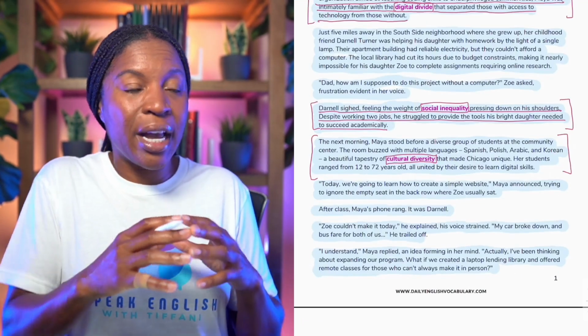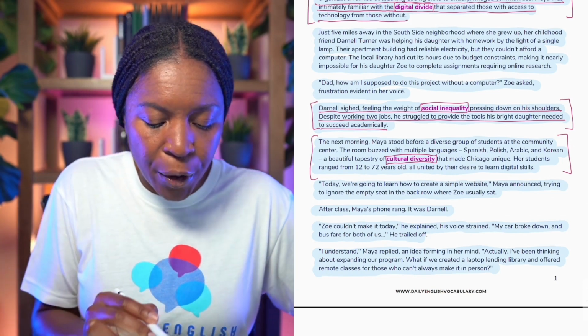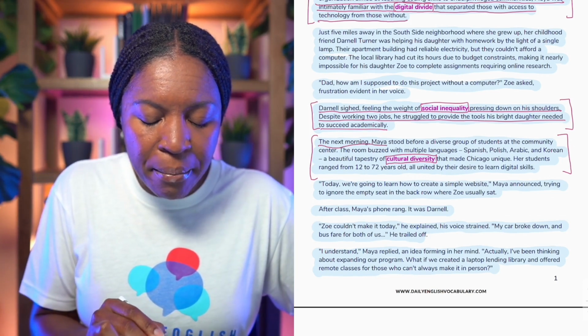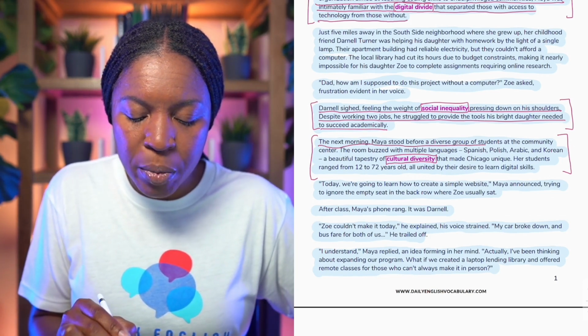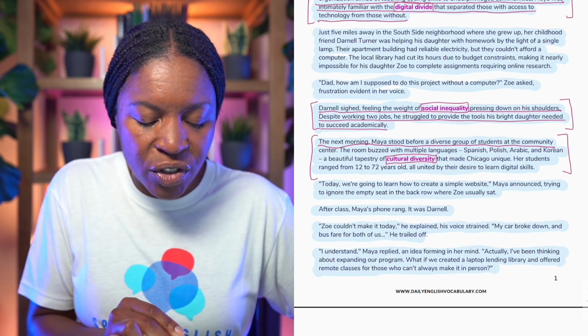So we understand now this term, cultural diversity. So let's read the full section of our story that included this term. Here we go. The next morning, Maya stood before a diverse group of students at the community center.